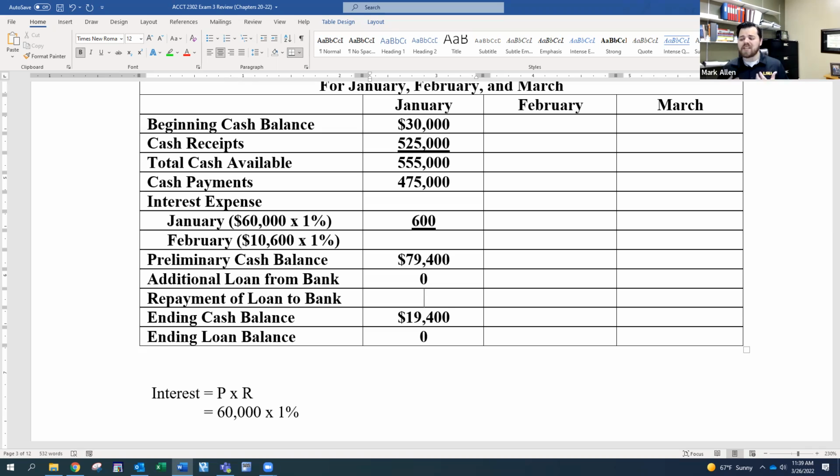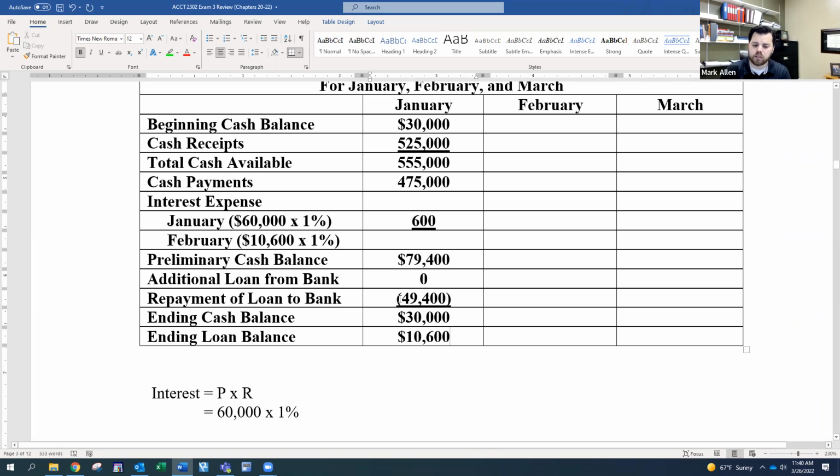Because remember, we have to have $30,000. So we can only pay back up to the 60 because that's what we borrowed. But in this case, we do not have enough cash on hand to pay off the full amount. So what we do have enough cash to pay off, though, is $49,400. That comes down to $30,000. That is our ending cash balance. And we now still have a little bit of a loan balance of $10,600. So be careful.